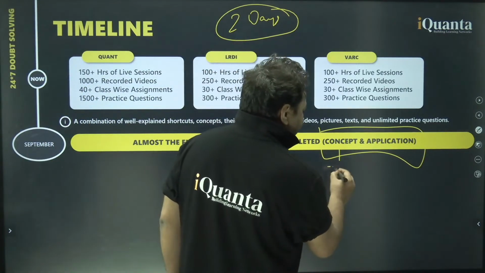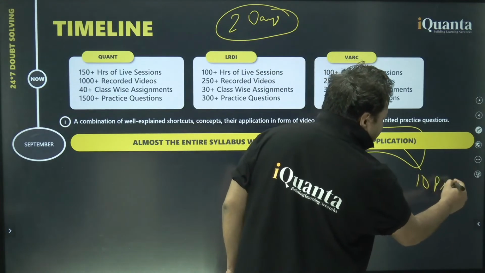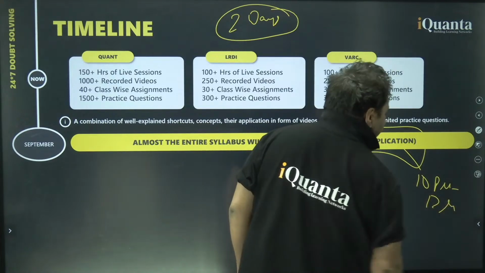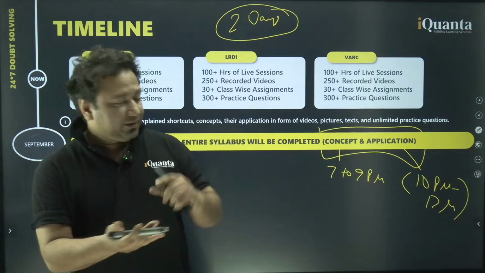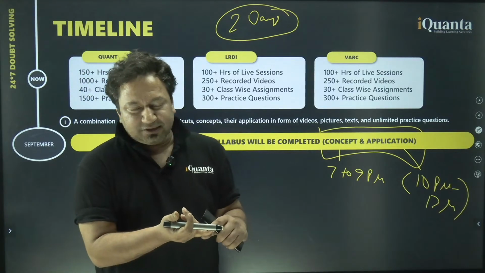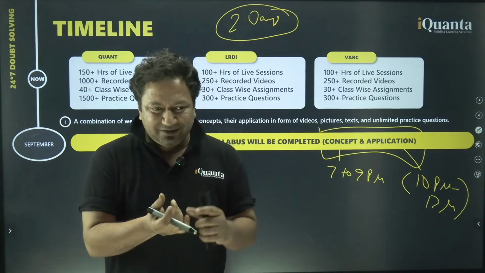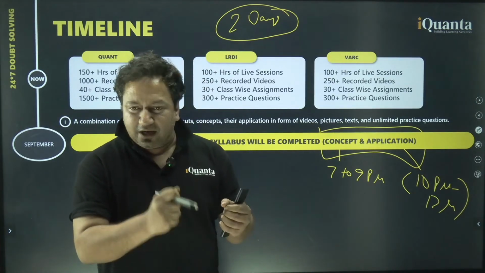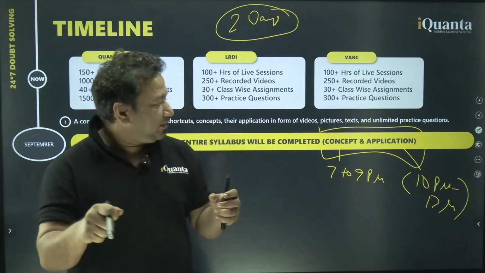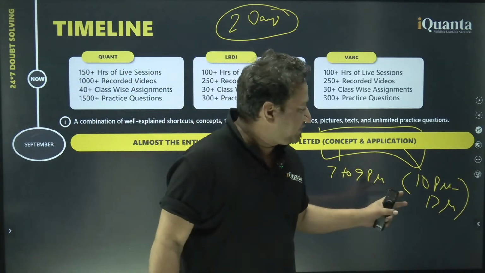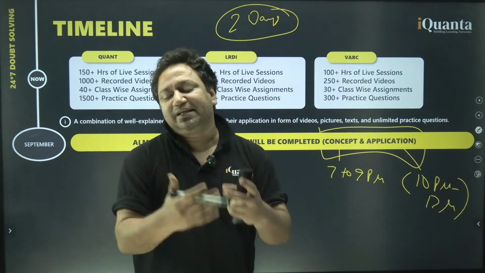Concept is from 7 to 9 p.m. and application is 10 p.m. to 12 midnight. Now, why this? Because I have seen a lot of people are working somewhere. They don't have time to study. And also people become lazy over time. So they don't have enough motivation to go and practice the questions, isn't it? It happens, right? So that is why we have made an application session in which all the students of iQuanta come together and try to solve things together.